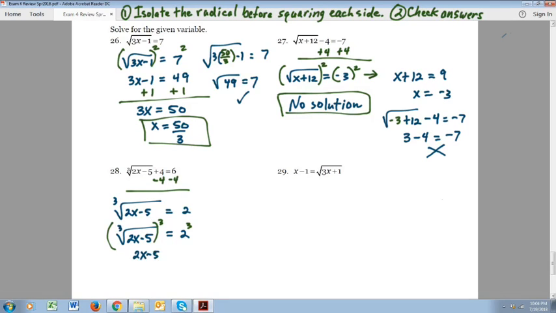You're going to get 2x minus 5 equals 8. So this is a two-step equation. We'll add 5 to both sides. And divide by 2, you're going to get 13 over 2. Alright. Now I didn't check that one, but if you check that, you'll see that it does work.